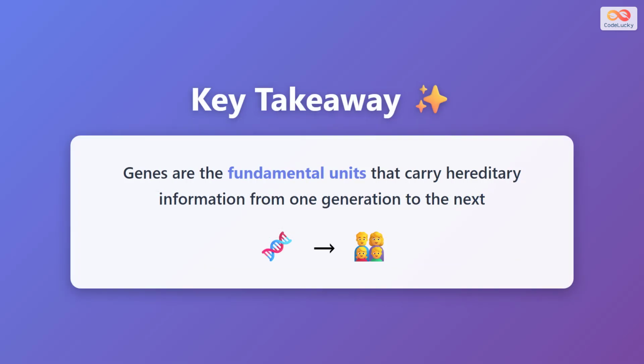Let us summarize what we have learned. Genes are the fundamental units that carry hereditary information from one generation to the next. They are segments of DNA that code for proteins, which in turn determine our traits. Through genes, characteristics are passed from parents to children, making each individual unique while maintaining family resemblances. Understanding genes helps us understand the very essence of life and inheritance.